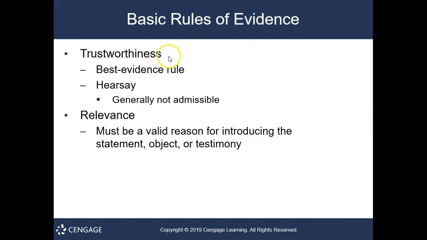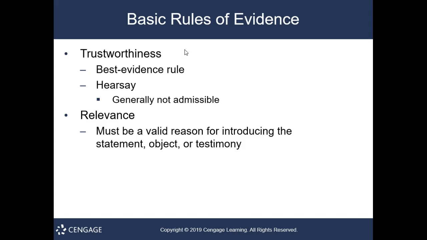Trustworthiness is the key to all these rules of evidence. We don't allow in evidence that's not trustworthy enough. We have several rules. There's only a couple of them here. The best evidence rule is one of them. The best evidence rule, by the way, has pretty much been put away. It's no longer as important.